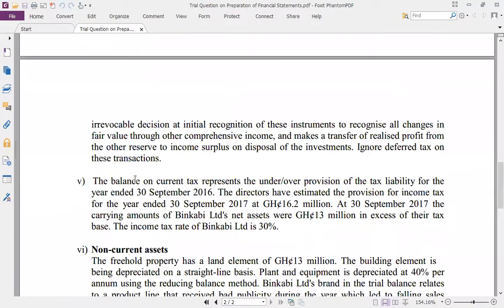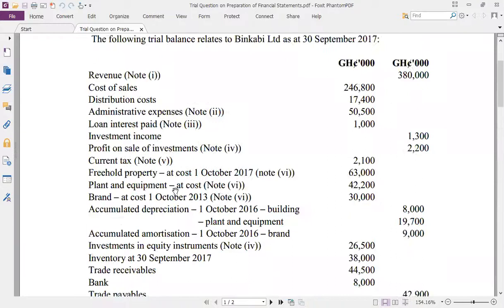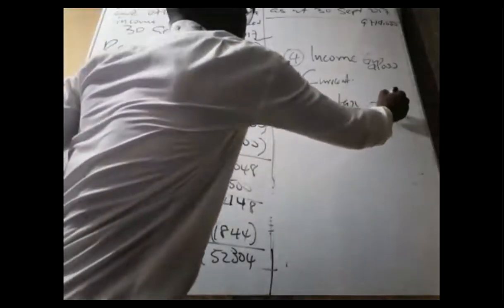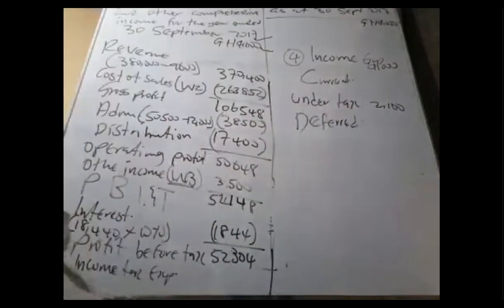Note five: the balance on current tax represents the under or over provision of the tax liability for the year ended 30th September 2016. If you see current tax on the trial balance, it represents under or over provision, and the debit is an under provision. So under tax of 2,100. Let me put 2,100 here. Have you seen 2,100 under tax? I'll go again.